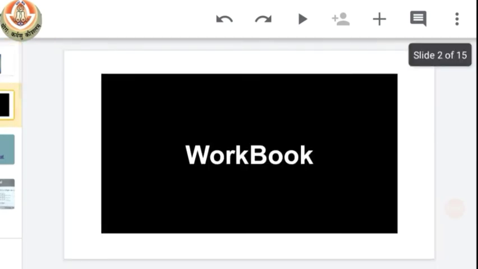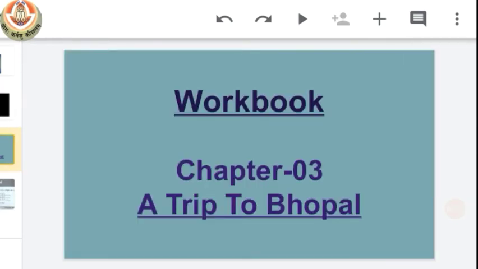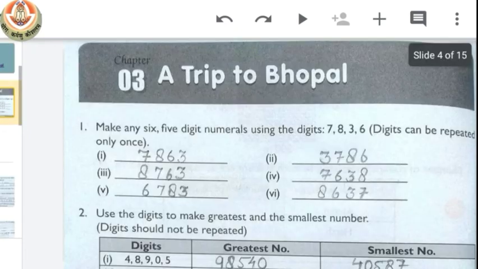So, as we are in our workbook and we had completed our two chapters, chapter number 5 and 4. Now, in this class, we will do chapter number 3, which is a trip to Bhopal. First, students, take your workbook and pencil with you so that we can solve problems together.